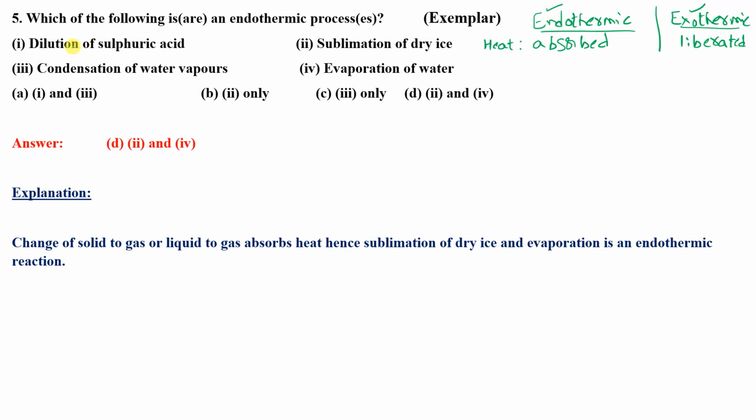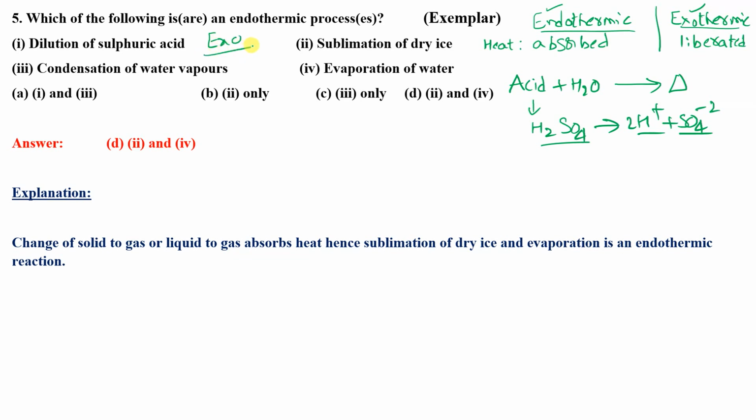Let's see this. Dilution of sulfuric acid. If you take not only sulfuric acid but any acid and add it to water, in this process the acid, let us take the example of H2SO4, breaks into H+ ions and SO4 2- ions. In the process of breaking into ions, it releases a lot of heat. So it is an exothermic reaction.